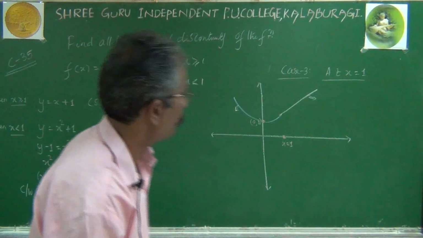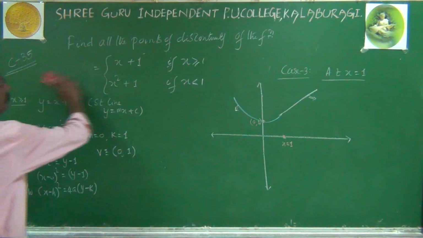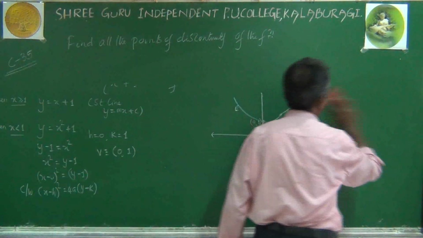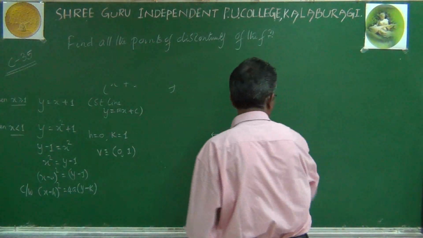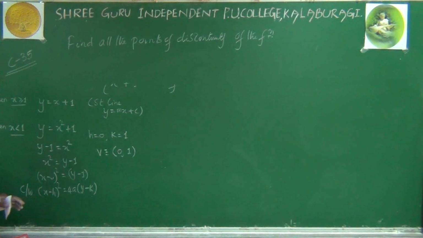Next problem. What I drew is a rough graph, not taking into account correct graph sheet measurement. It's a rough idea.